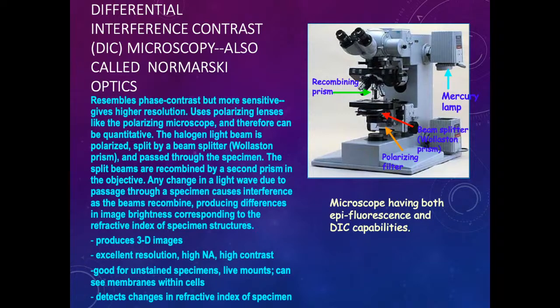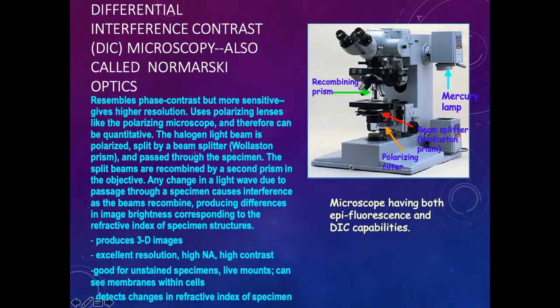They are more sensitive, and they give higher resolutions, and they use polarizing lenses like the polarizing microscope, and therefore can be quantitative. So the halogen light beam is polarized and split by the beam splitter and passes through the specimen. And the split beams are recombined by a second prism in the objective.